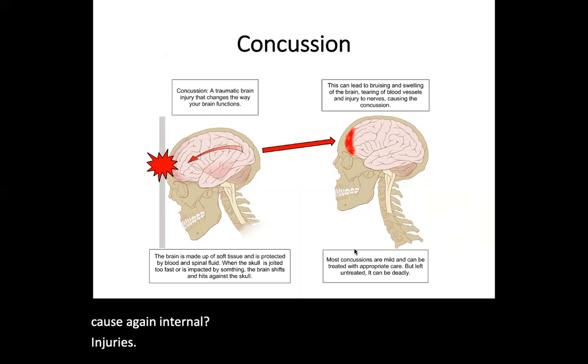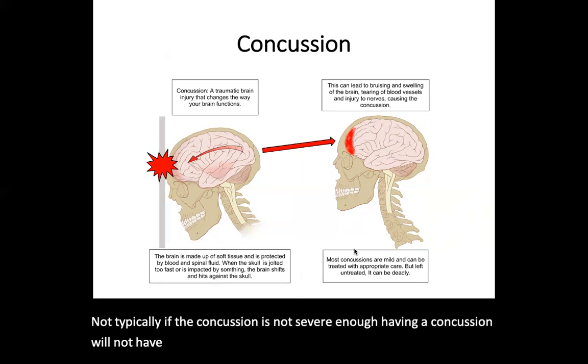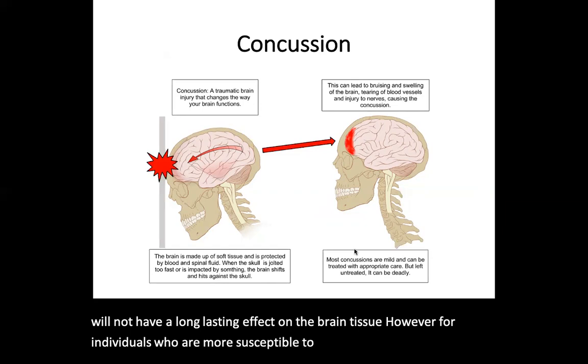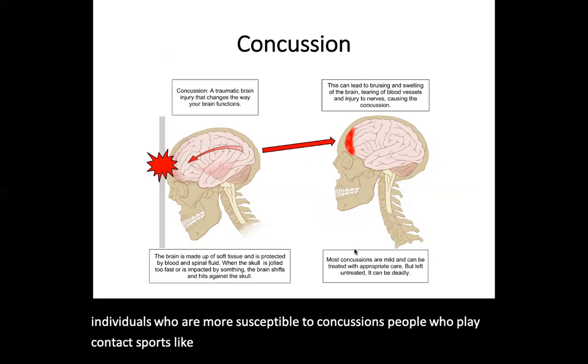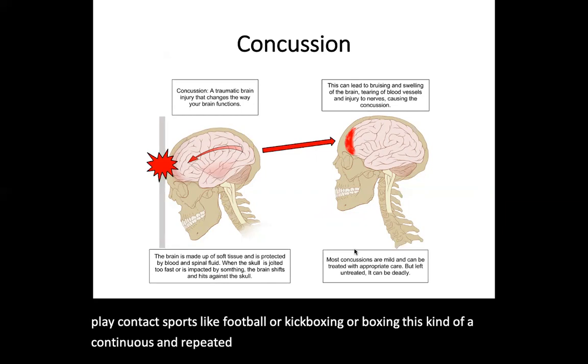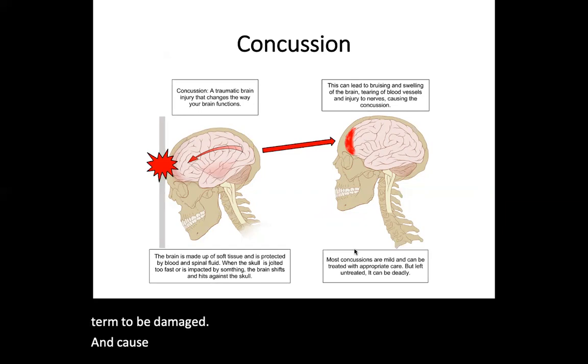Now, typically, if the concussion is not severe enough, having a concussion will not have a long-lasting effect on the brain tissue. However, for individuals who are more susceptible to concussions, like people who play contact sports like football or kickboxing or boxing, this kind of continuous and repeated concussions may cause brain tissue in the long term to be damaged and cause mental problems at a later age.